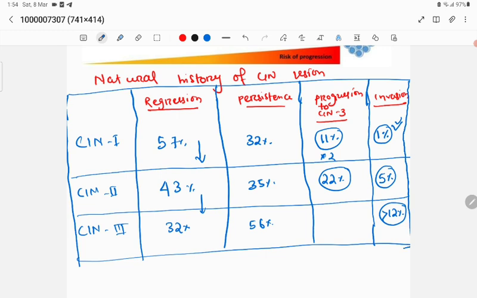If they ask the regressions of CIN 1, 2, 3, the mnemonic is 50, 40, 30, that is 57%, 40%, 30%, for 1, 2, 3. If they ask persistence, almost 32% for 1, 35% for 2, 56% for 3. Okay. Then progression to CIN3: CIN1 progression is 11%. If you multiply by 2, it is 22% for CIN2 progression to CIN3. And the risk of invasive carcinoma for 1 is 1%. For 2, invasion risk is 5%. And for 3 it is 12%. Okay.